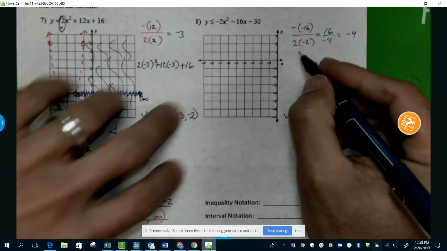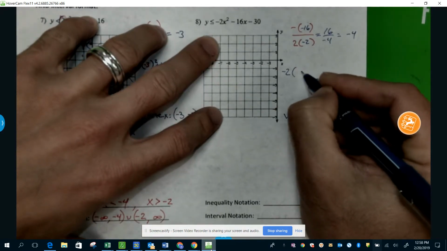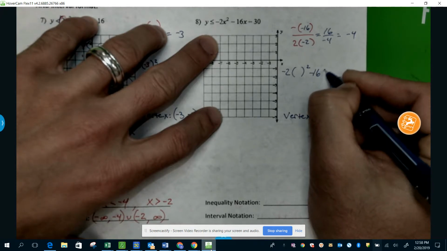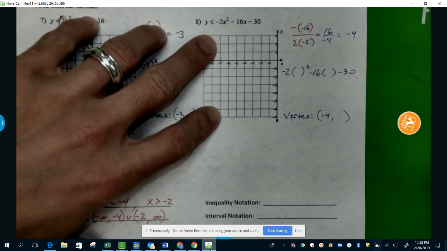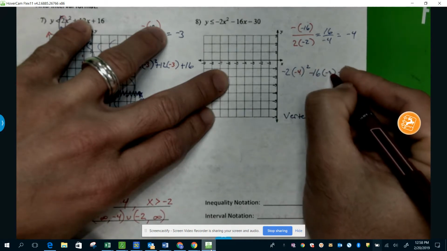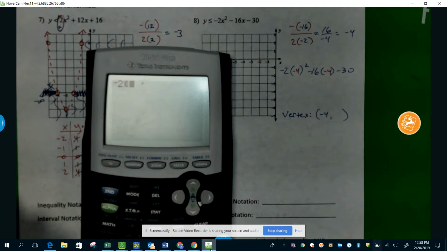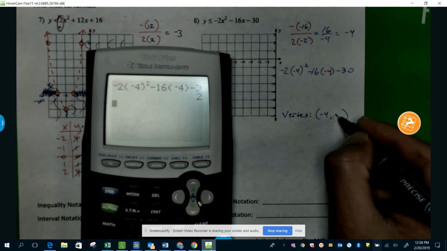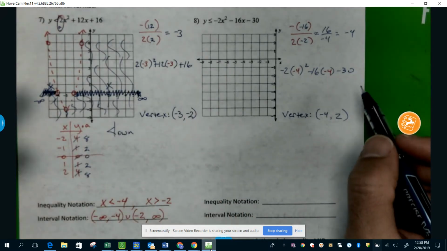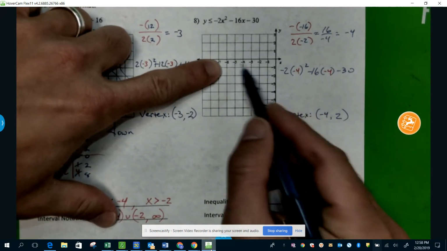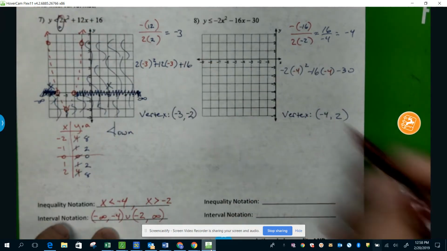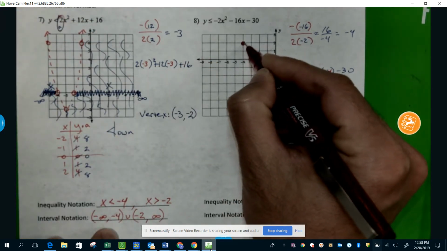My vertex has an x value of negative 4. So now I need to plug that number back into the original equation to find the y value. Negative 2x squared minus 16x minus 30, and I'm using negative 4 for those x values. I'm going to let my calculator do the hard work there. Negative 2, negative 4 squared, minus 16 times negative 4, minus 30. And I get a positive 2. So my vertex is negative 4, 2. Since I have an underline, that coordinate needs to be a solid, filled in circle.